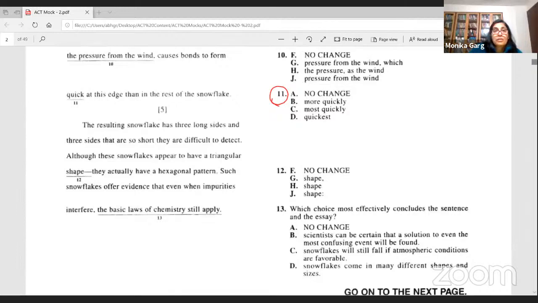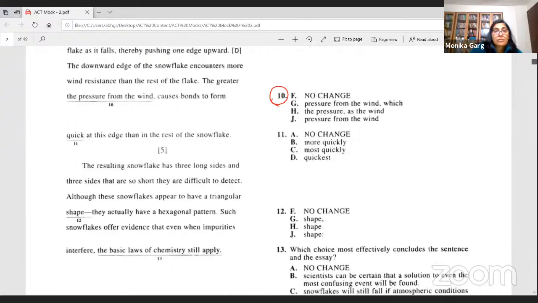One moment. So this is question number 11. Yeah. Yeah, this is the one we are talking about. question number 11.